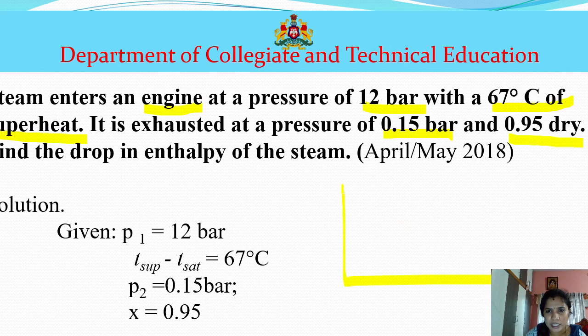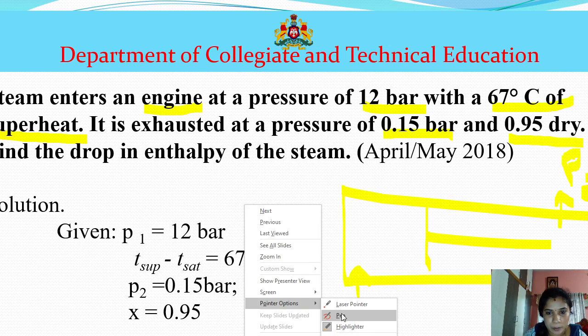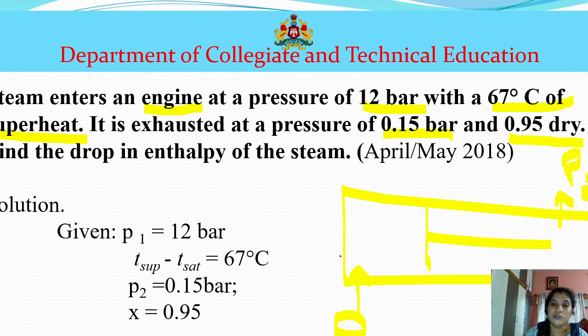What they are saying, I'll write just a cylinder and a piston diagram. What they are saying, the initial pressure which is entering into the engine is P1, which is going out of the engine is P2. So this is the condition that they are saying. I'll take the pen itself, that's better, I think so. So P1 is entering the engine and P2 is the pressure that is going out of the engine. So this is the initial pressure.